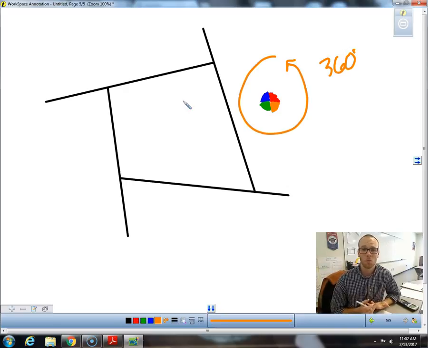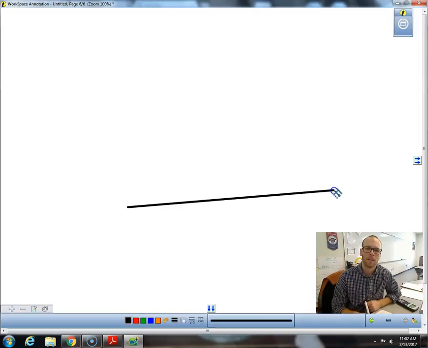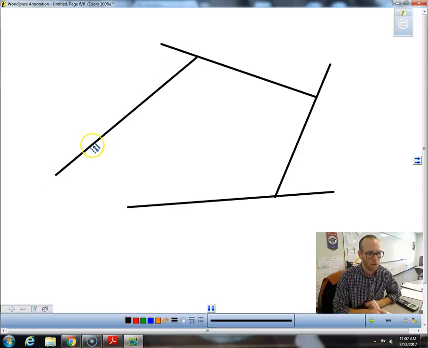So does that mean the rule is the same as the interior angles? Is it n minus 2 times 180? Well, let's check it out by looking at a polygon with a different number of sides. Let's do a pentagon. 1, 2, 3, 4, 5.